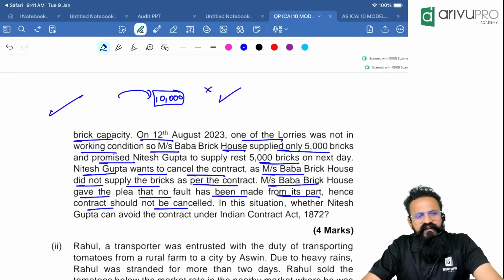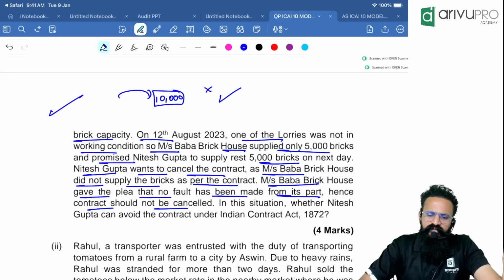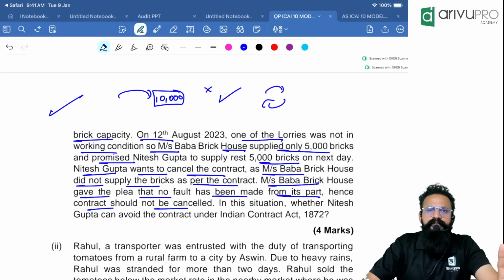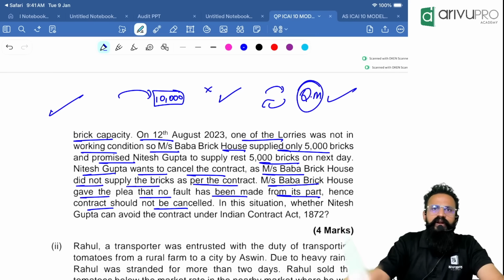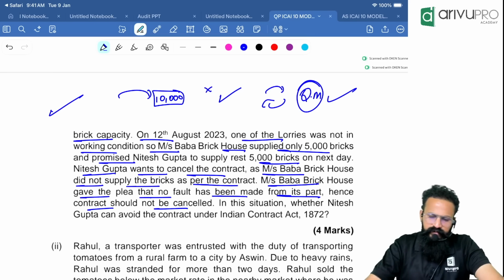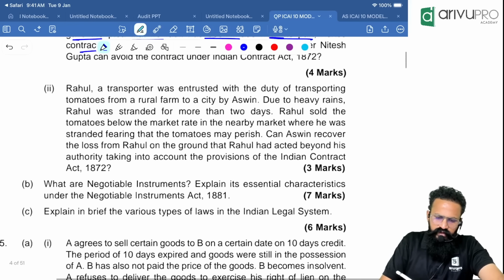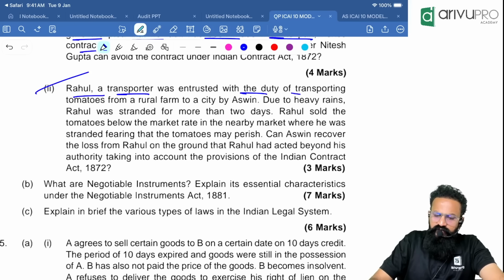I can put an end to that contract. I can say that I don't want the rest of the 5,000 bricks. Whatever has been delivered, for that I will pay. That is called quantum meruit. For what is delivered, I will pay. That is okay. But can I avoid the rest of it? Answer is yes. It is considered as breach of contract. Clear? Simple? Done.